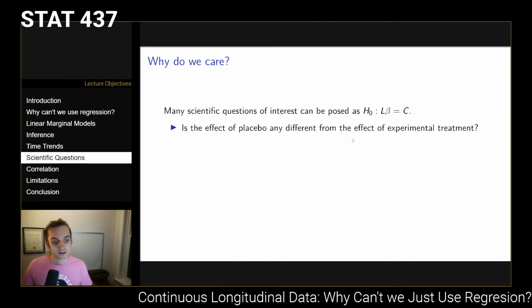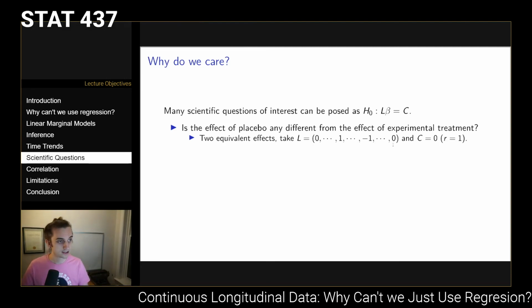Summarizing what I was just talking about, many questions of scientific interest can be framed as a question of L beta equals C. So is the effect of a placebo any different from the effect of an experimental treatment? Well, if you take a difference, we have a 1 corresponding to the placebo effect and a -1 where the experimental treatment would be. If that difference is 0, then testing L beta equals 0 tests that hypothesis.